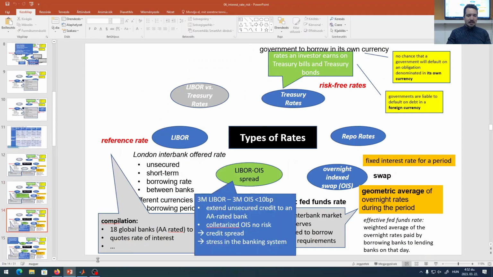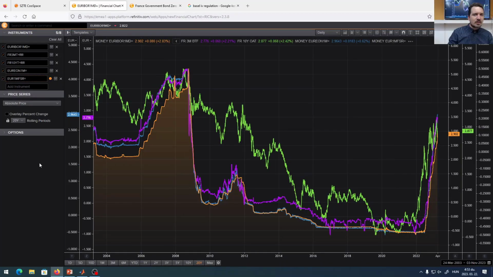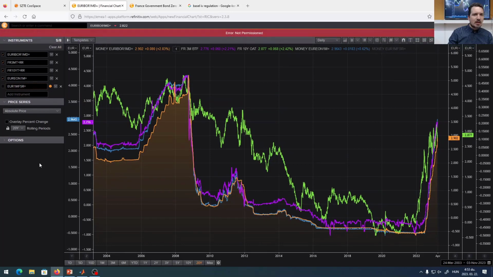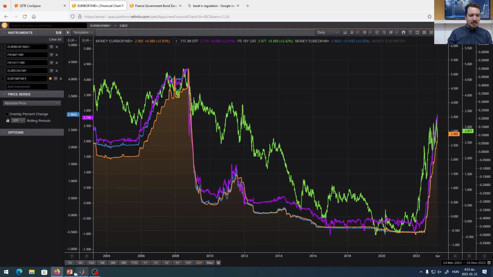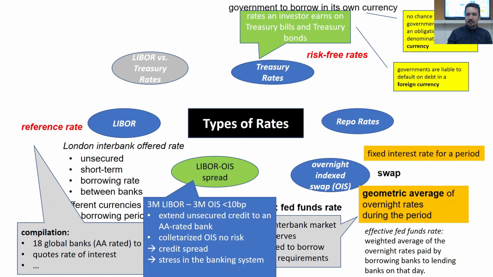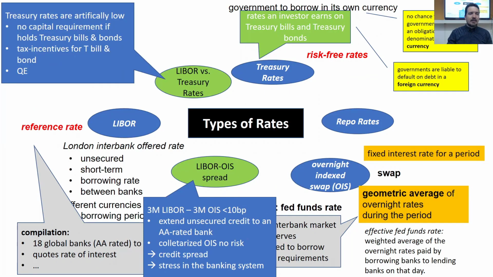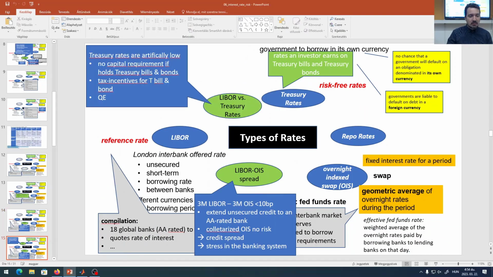But come on, we need this. Oh, it's not working. Okay, but if we were able to download this, then we were able to see that one. And the last thing, Libor versus treasury rates. Treasury rates are supposed to be lower than Libor. Are they?